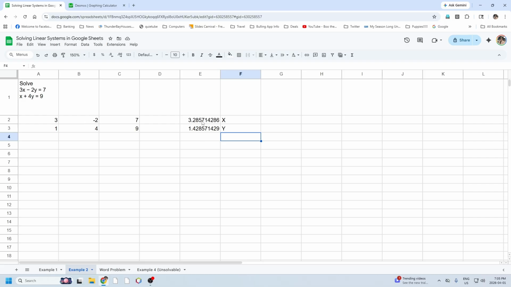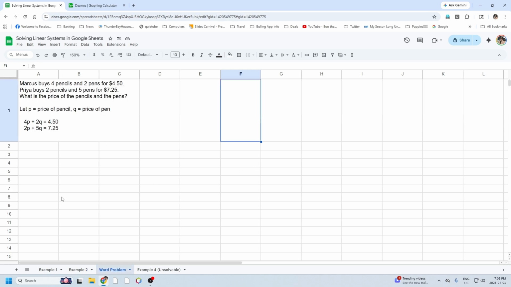I'm using technology. I did it in literally 10 seconds. It's as long as it takes me to type it in, right? I can even do it on word problems too. So let's try a word problem here. This question says Marcus buys 4 pencils and 2 pens for $4.50. Priya buys 2 pencils and 5 pens for $7.25. What's the price of the pencils and pens?